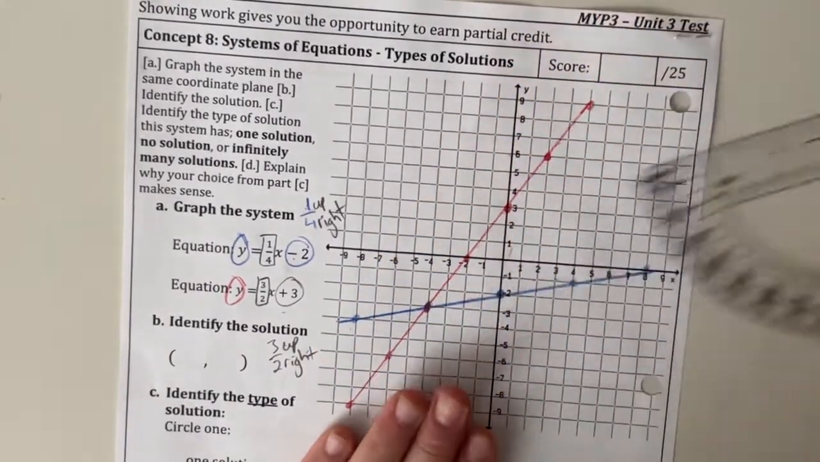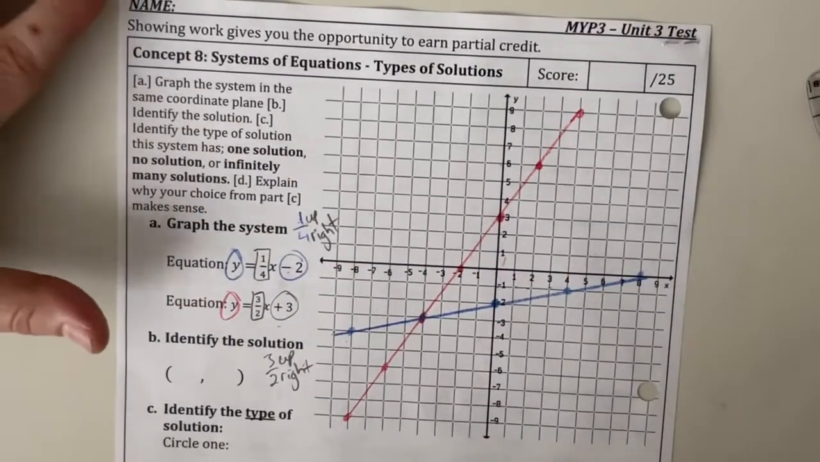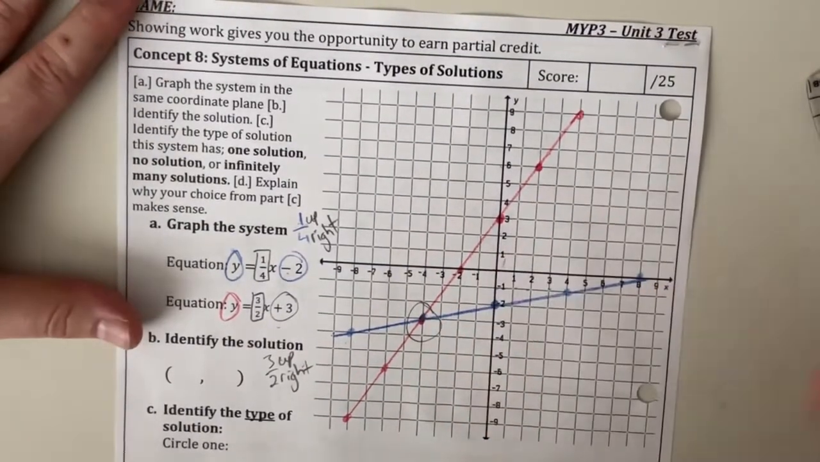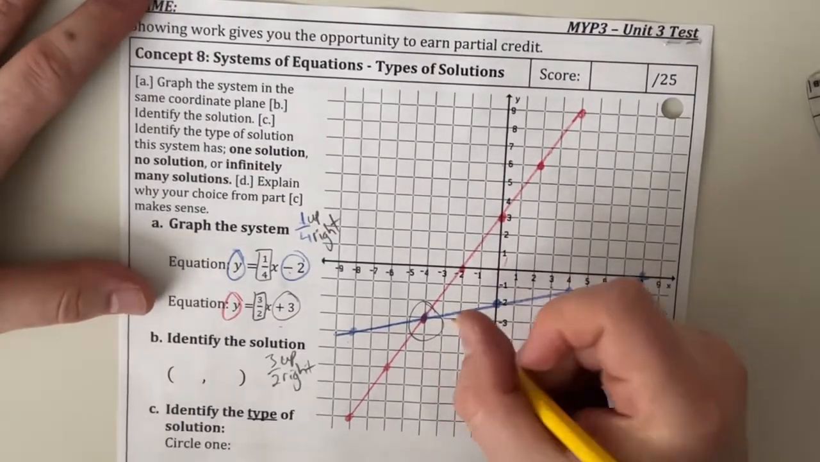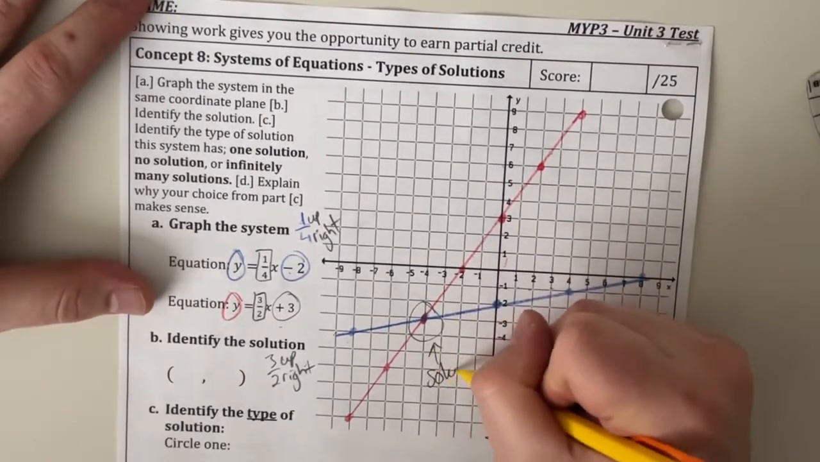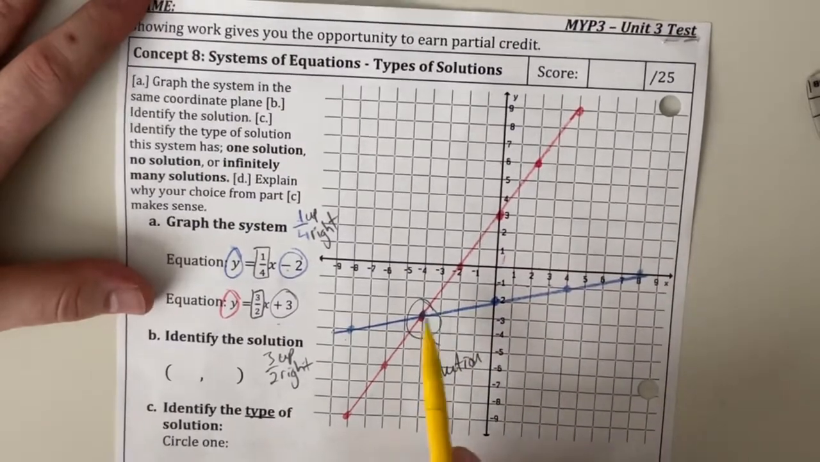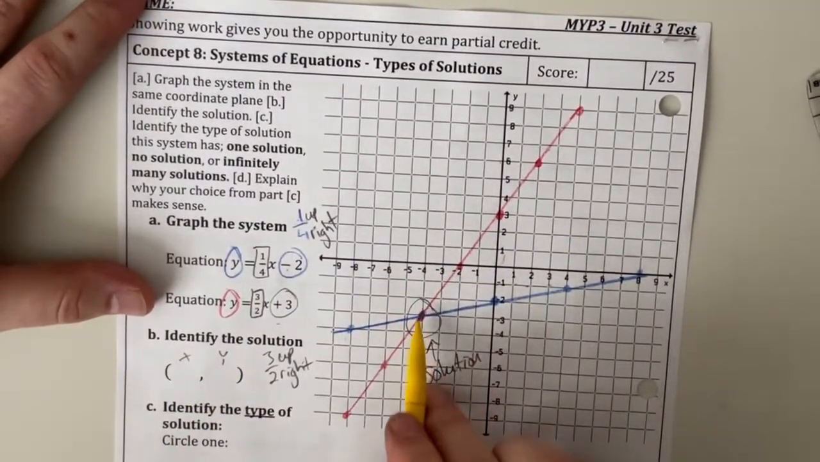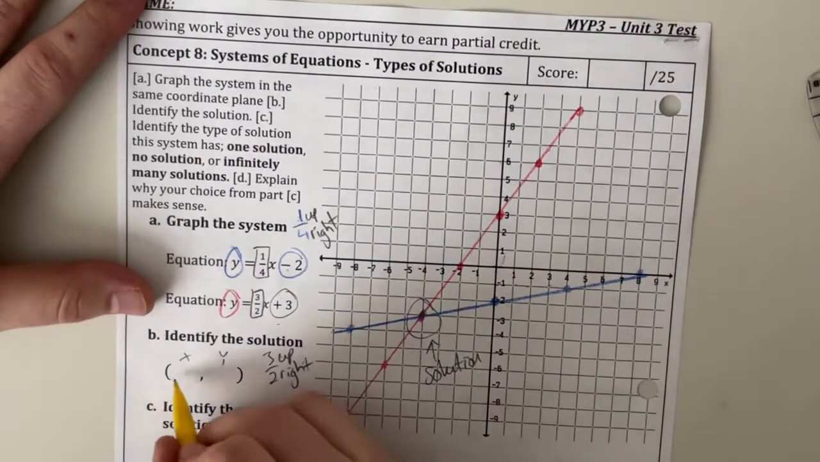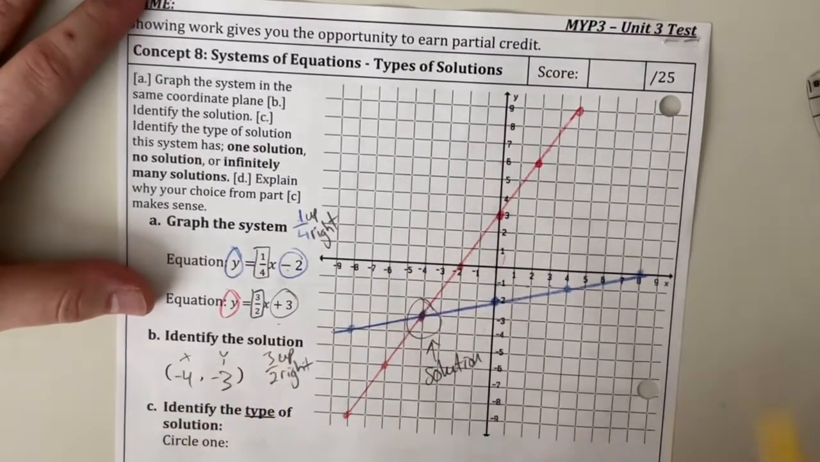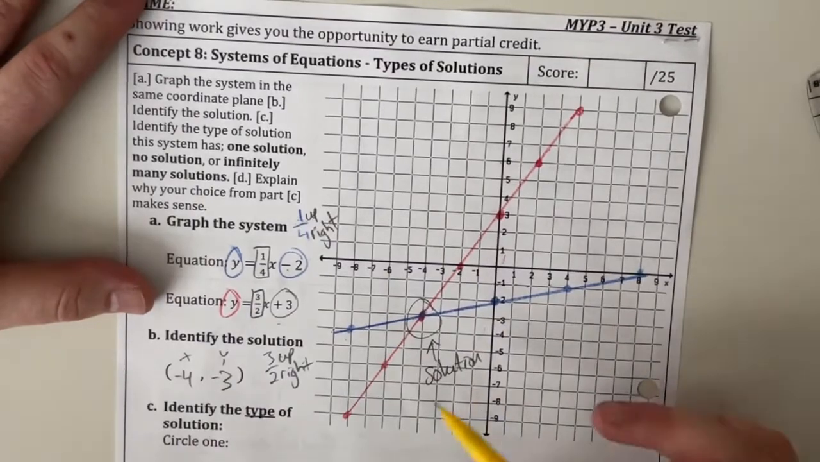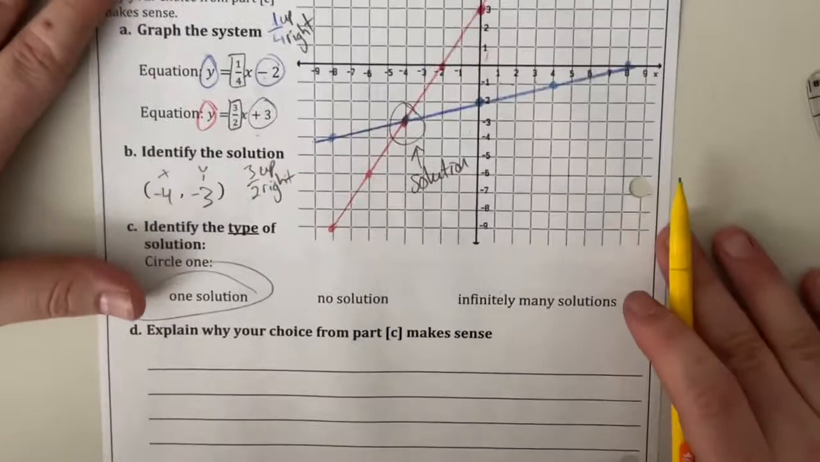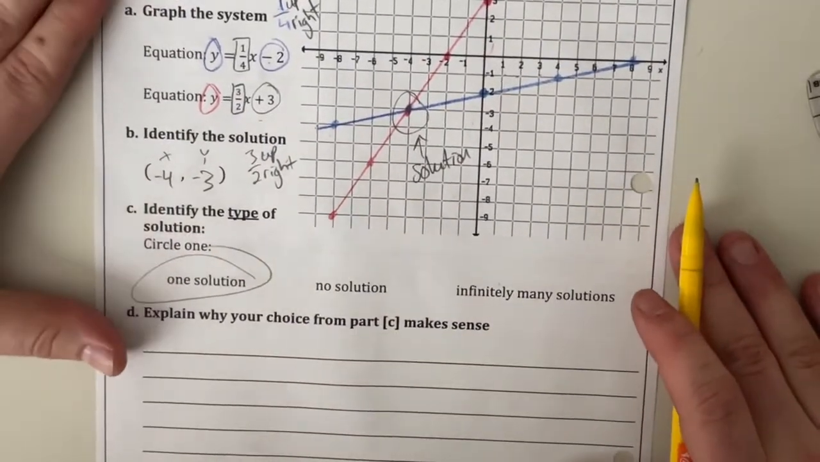Again, do take your time when you're graphing them out. It should be at that intersection point. This is the point where they meet, so that's our solution to this system. What's the x value? What's the y value? Well, I have -4 and -3, so the solution is (-4, -3). What type of solution? They cross at one point, so that means one solution for this system of equations.